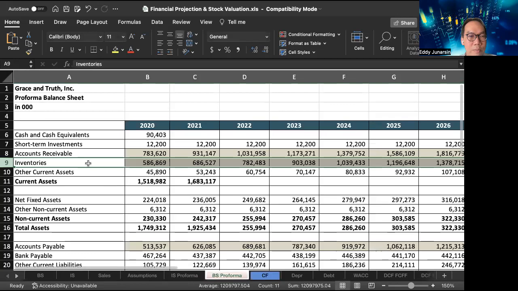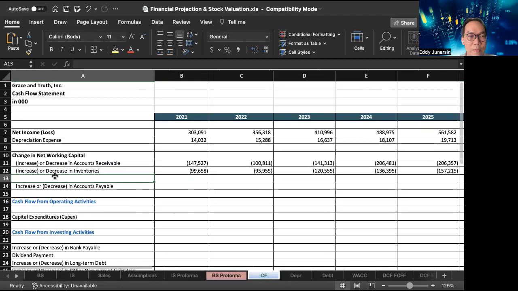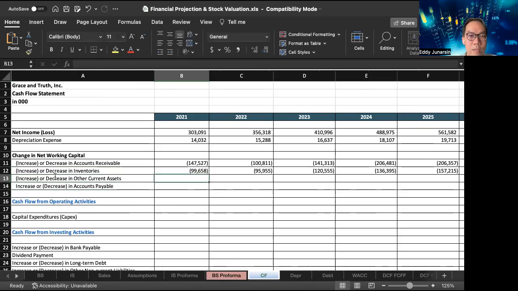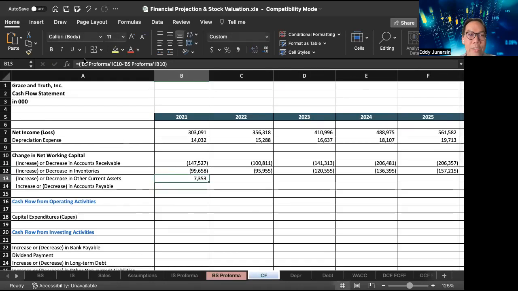Okay, what is the next item? Other current assets. It's the same here. Increase or decrease in other current assets. So other current assets, 21 minus 20. Again, increasing, but increasing other current assets will require cash payment. So then the relationship is negative, right?